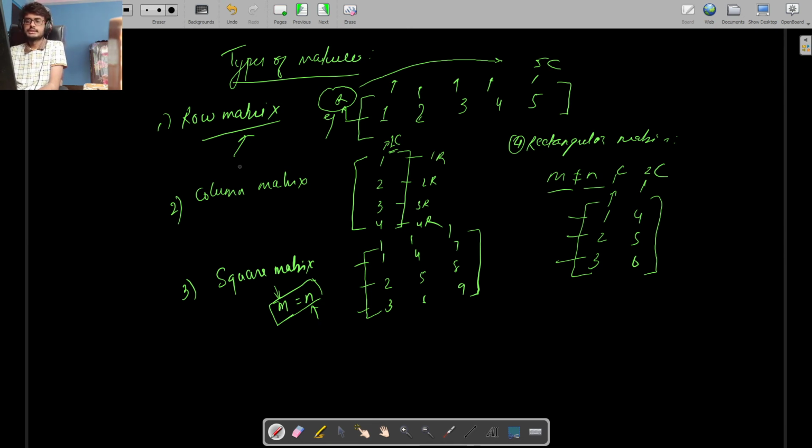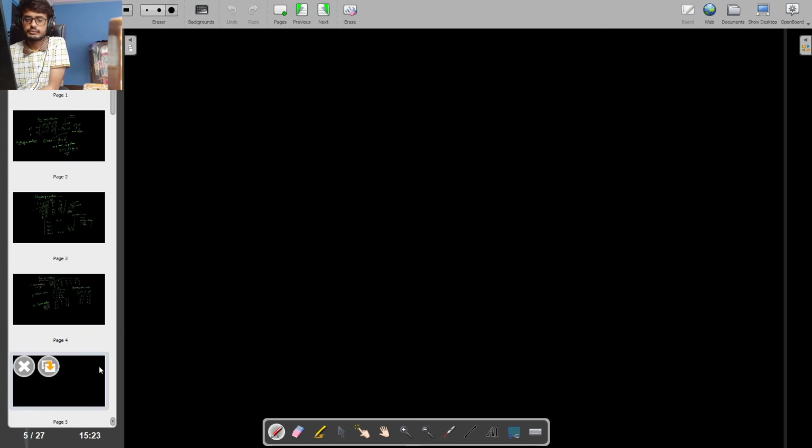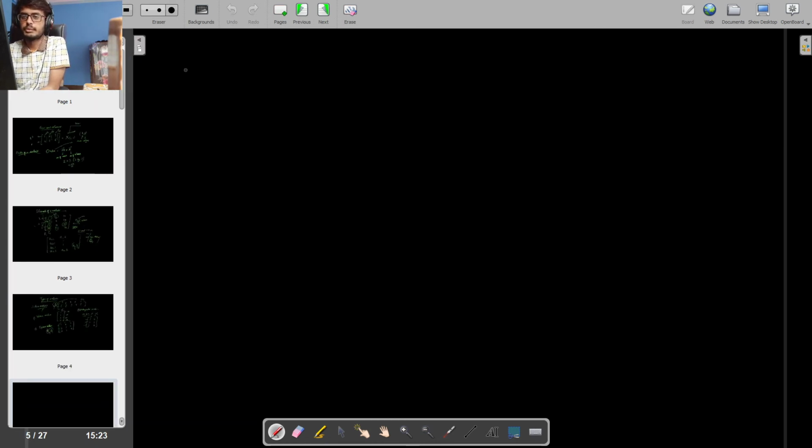So a row matrix is where only one row is present, but it doesn't depend on the number of columns. You can have any number of columns. A column matrix is a matrix where there is only one column but any number of rows. A square matrix is a matrix in which the number of rows is equal to the number of columns. And a rectangular matrix is a matrix in which the number of rows is not equal to the number of columns. The other type of matrix is called the identity matrix.